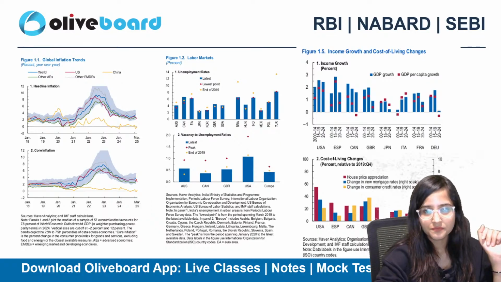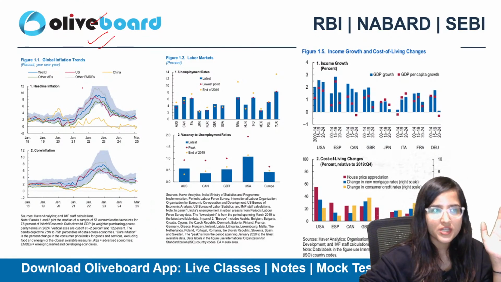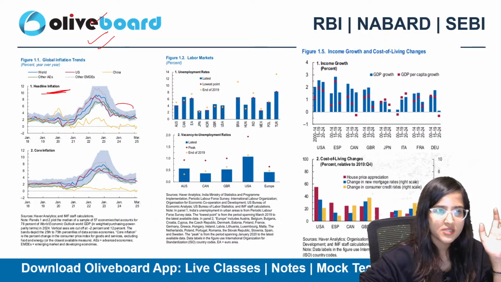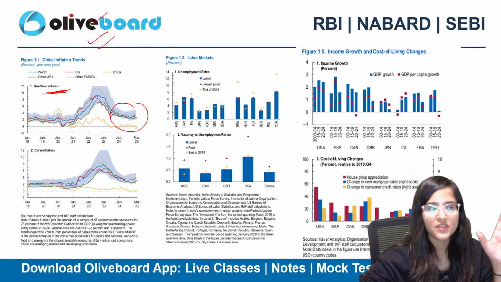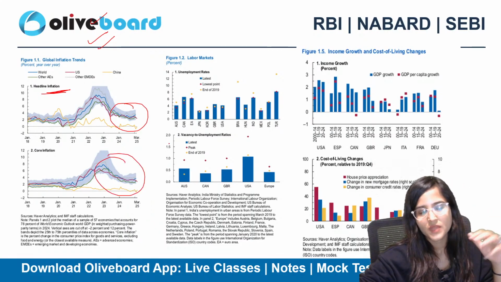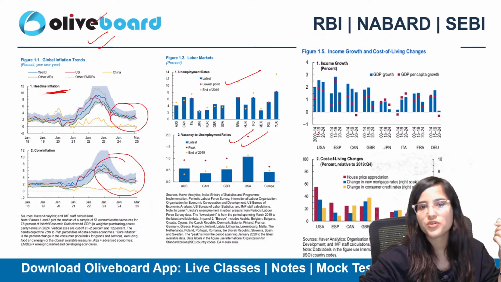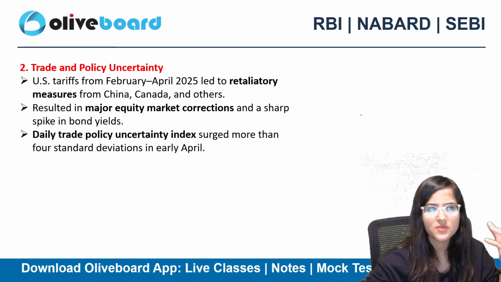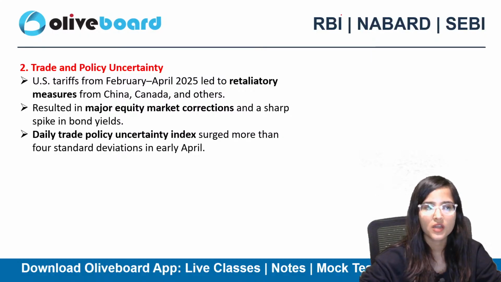Okay, so you can take a look at these global inflation trends. You can see headline inflation is becoming stable, but it is still very uneven. Core inflation also, you can see, is very uneven. Unemployment rates, vacancy to unemployment ratios, we are going to read about this. Let's see one by one what is mentioned in those graphs.